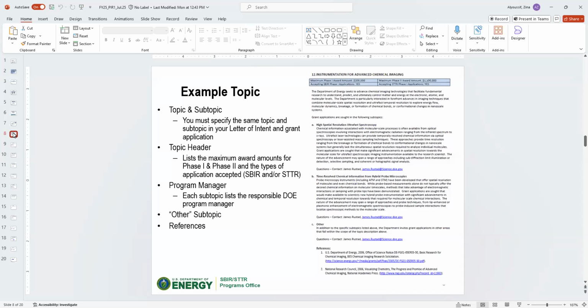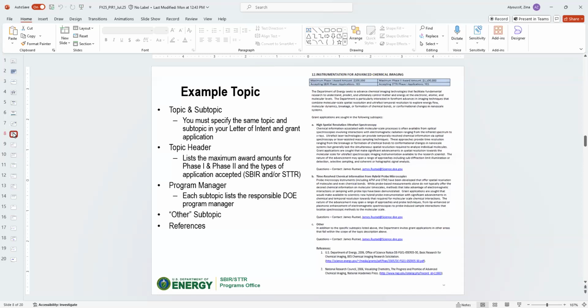Here we have an example of what a topic looks like. We always have a topic header, that is the blue banner you see below the topic title and above the description. It gives you important information like whether the topic accepts STTR, yes or no, and the maximum award amount for that topic. Not all topics have the same information. They vary by program and by topic as well. So please pay attention to such information.